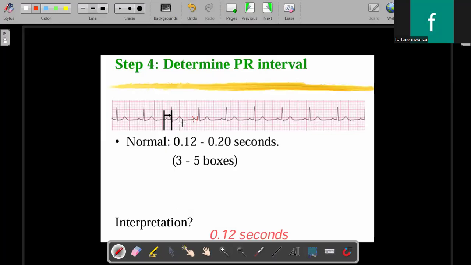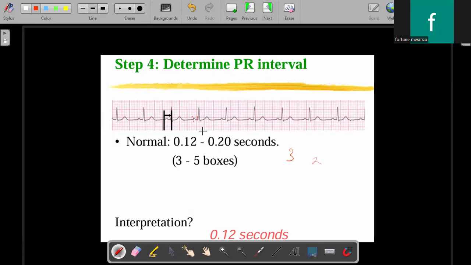You need to count the boxes there. If the boxes are between 3 to 5, then you are within the normal range. Why? Because if you have 3 boxes, you multiply by 0.04, you get 0.12 seconds, which is within the normal range. But anything below three boxes, let's say 2 boxes, your PRI interval is not normal.